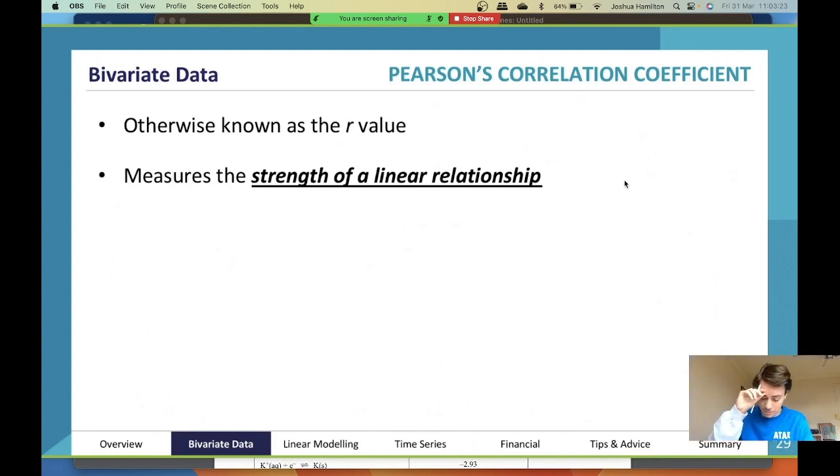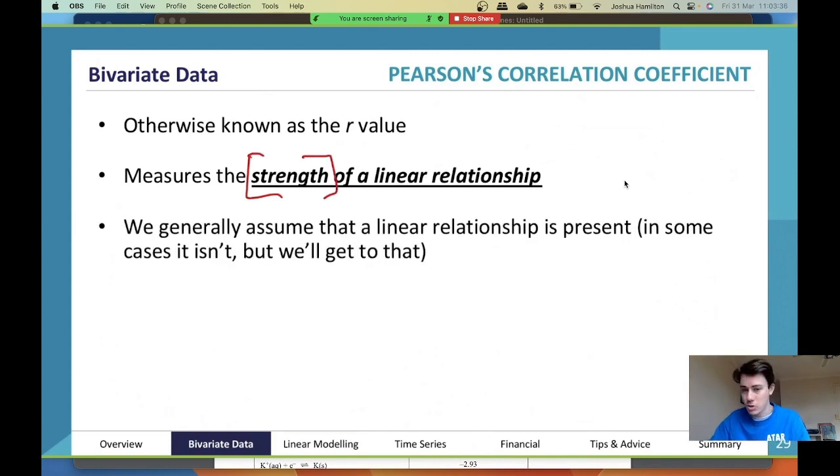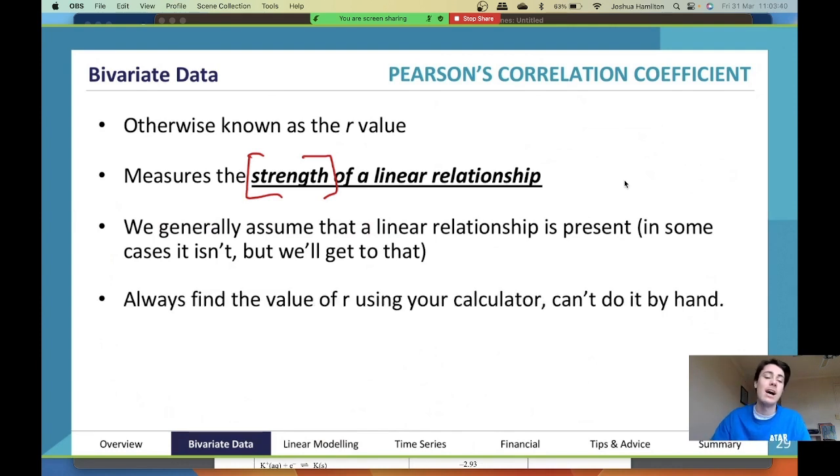So first of all, let's talk about our R value. Our R value is our Pearson's correlation coefficient. It measures the strength. So step one measures strength. Strength of a linear relationship. We generally assume everything is linear. There are some cases where it isn't. We'll get to that, so don't worry. And we always find the value of R using a calculator because the formula for R is atrocious and we're never going to touch it. So please don't worry about the formula for R.